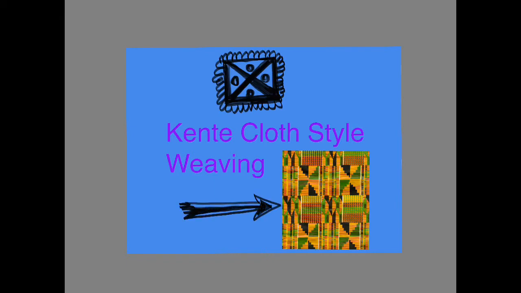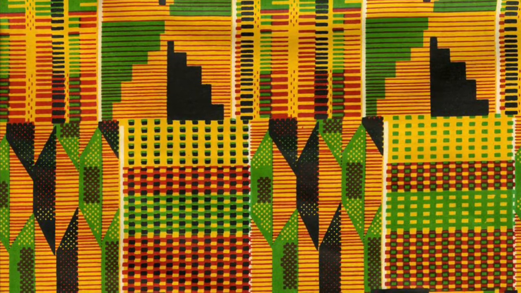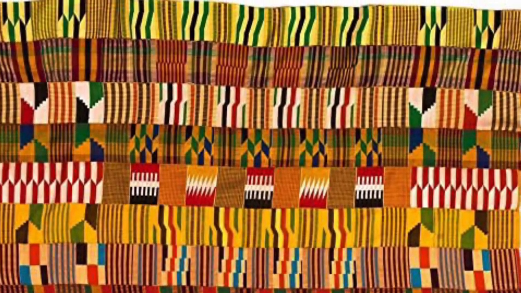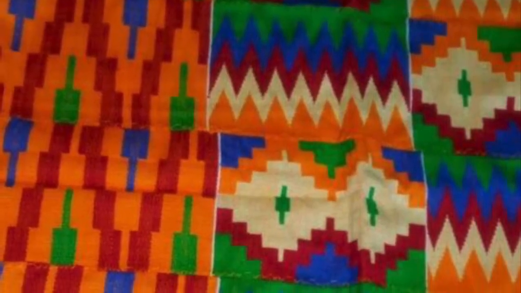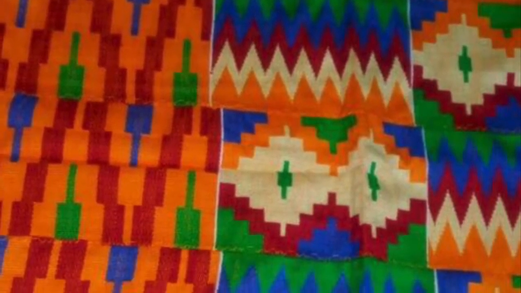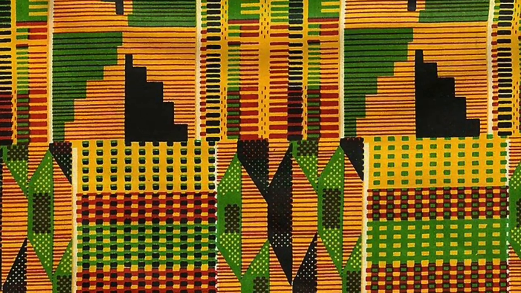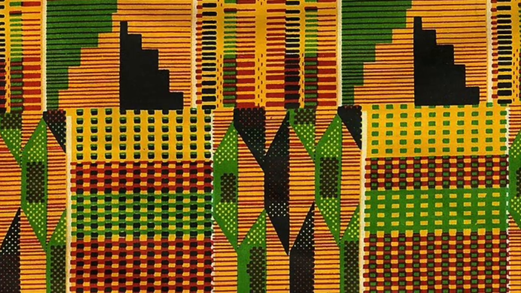And here are some examples of some of those Kente cloth designs. You can see the detail that they've added while they were weaving. Different colors, different patterns, different shapes repeated and used over and over again to create an interesting design for their cloth. In our case, we're going to be making a paper weaving.